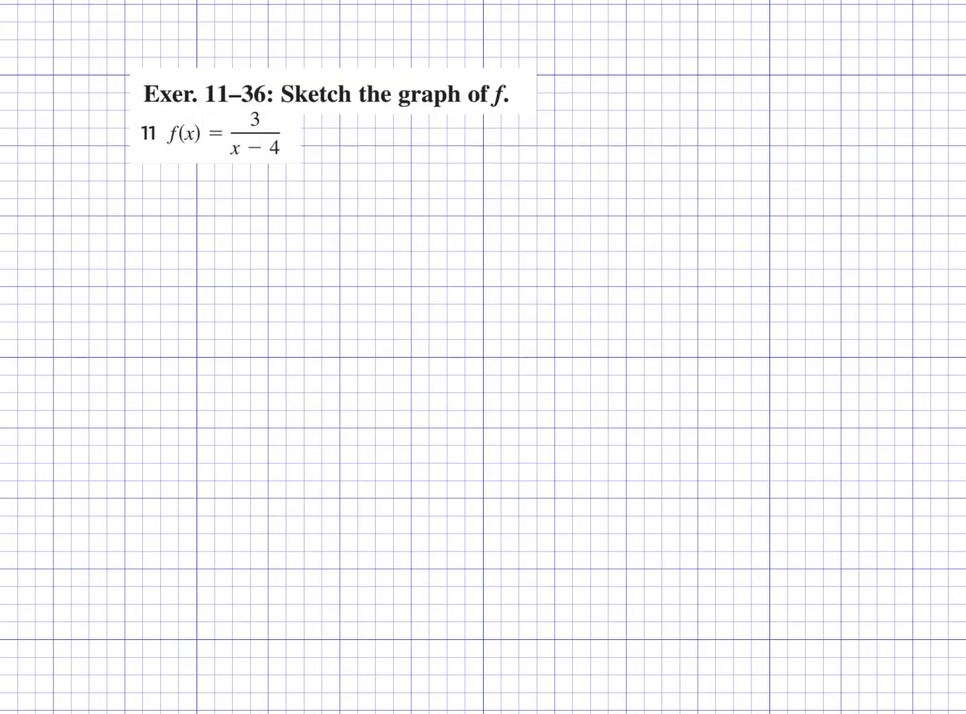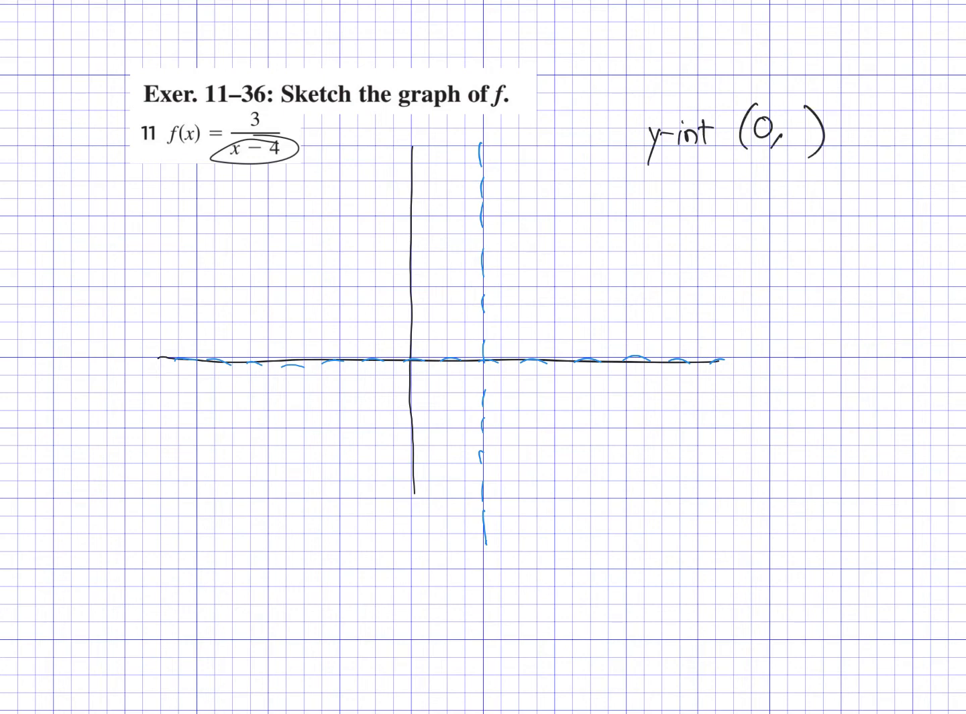Now we sketch the graph of this. Notice that there's no x in the numerator, so that means, right off the bat, that you have a horizontal asymptote at y equals 0. And you have a vertical asymptote at 4, so we're going to put one at 4. Now let's find your y-intercept. Your y-intercept is when x is 0. Plug 0 in for x, and you get negative 3/4. So 0, negative 3/4. That's our y-intercept.